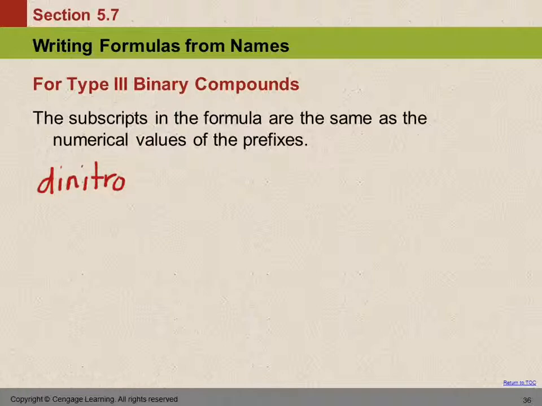Let's say we had a name like this. Dinitrogen tetrachloride. Okay, so I am making these names up. I'm actually fairly sure that that compound doesn't exist. Doesn't matter. If we have the name, we can write the formula for it.